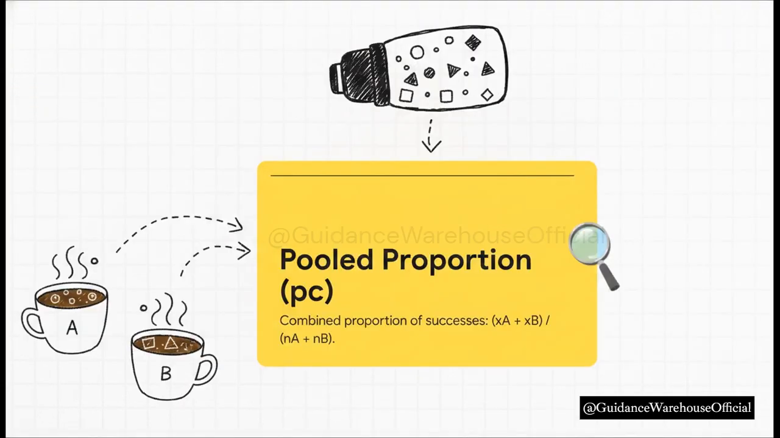So you might be wondering, since we have two entirely separate sample proportions, how on earth do we find a baseline to compare them against? Well, we calculate what's called a pooled proportion, or PC. Think of it like this. It's like mixing two different cups of coffee into one giant thermos to find the overall average temperature. Because our null hypothesis assumes the two populations are exactly the same, it makes total sense to just pool all our successes together. That's XA plus XB, and divide them by our total pooled sample sizes, NA plus NB. That gives us our combined baseline rate.